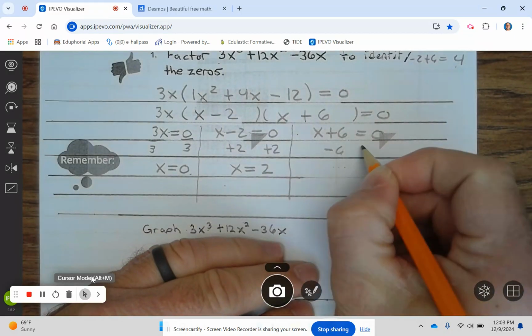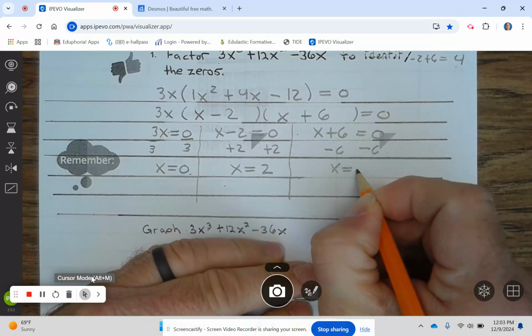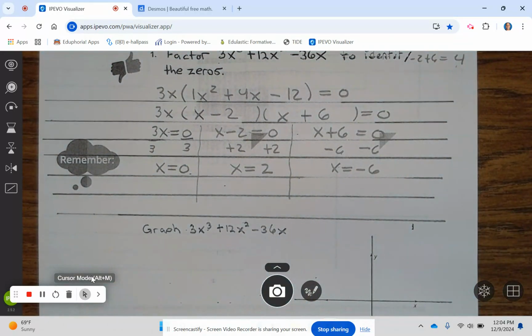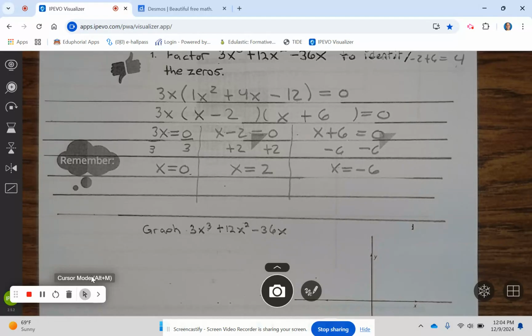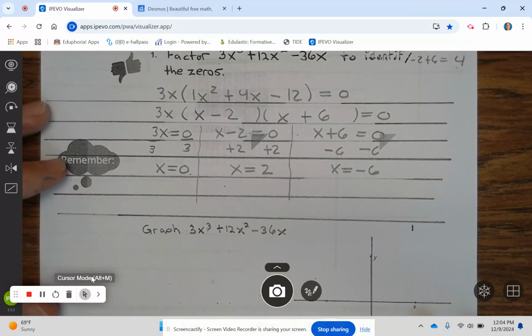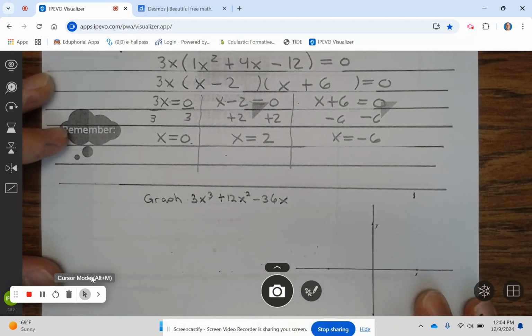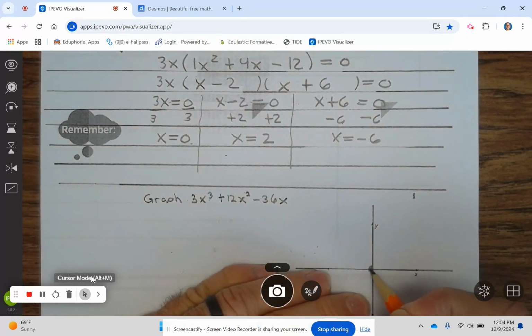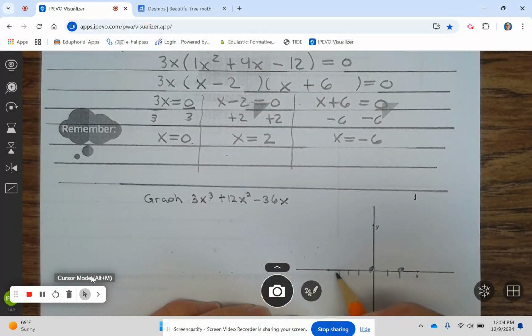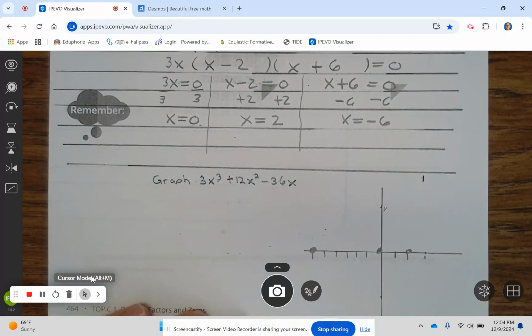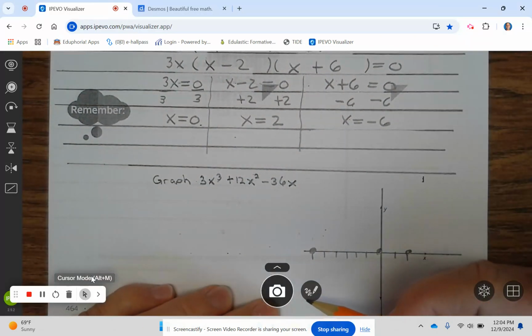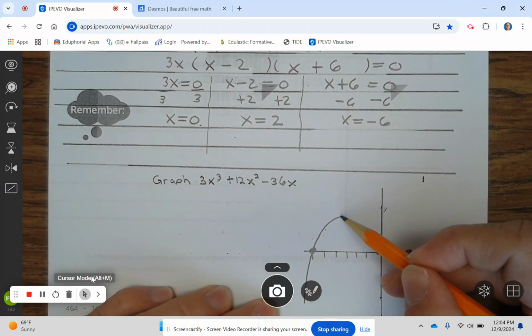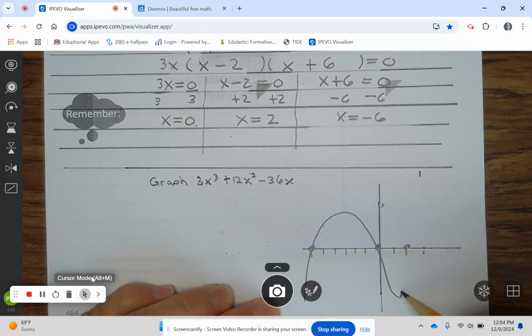Subtract 6 from both sides. X equals negative 6. All right. Let's go ahead and graph those. So 0, 1, 2, and negative 1, 2, 3, 4, 5, 6. And in your graph, it's a cubic function, like so.